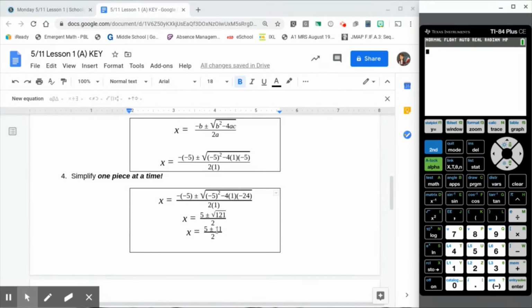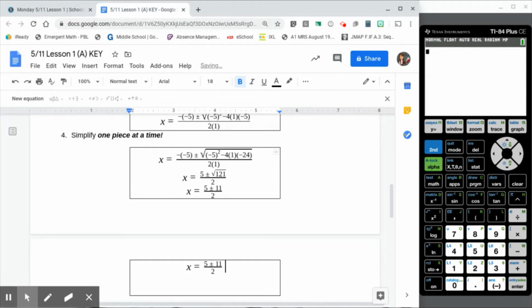We have to split this equation into 2 separate equations. We have the plus or minus, and that tells us that it can be 5 plus 11 divided by 2, or 5 minus 11 divided by 2, excuse me. So what we're going to do, like I said, is split it into 2 equations. Let's do the plus first.